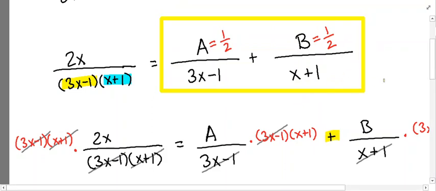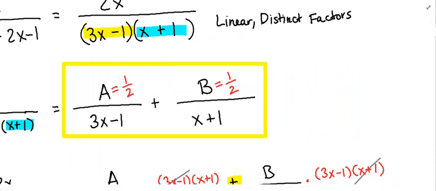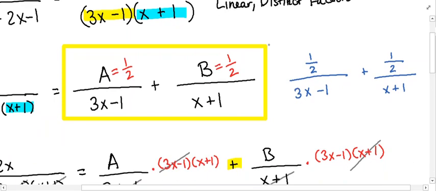If I rewrite this, I'm going to go out to the side because I'm running out of room here. This is going to be 1/2 over 3x minus 1 plus 1/2 over x plus 1. This is a complex fraction. You have a fraction within a fraction. Notice that for both of these pieces, if I have the 1/2 here, I can keep the 1 in the top and send the 2 to the bottom. It's the same thing as this algebraically.